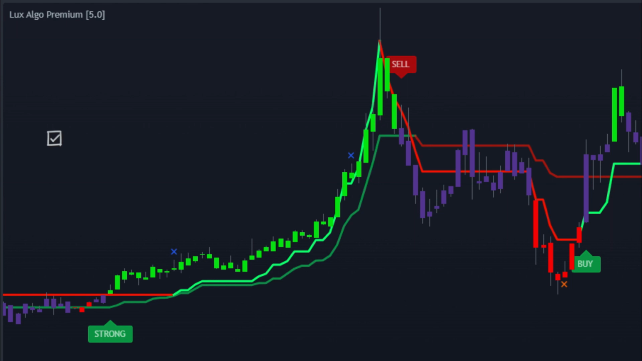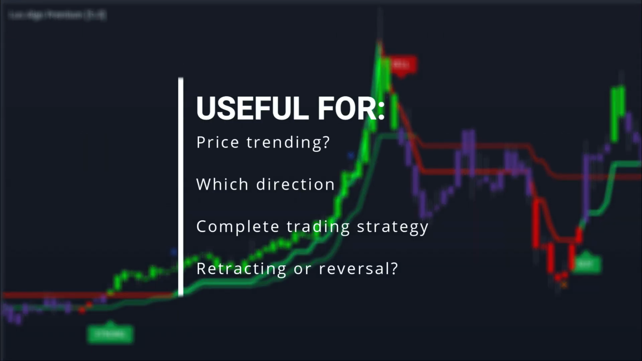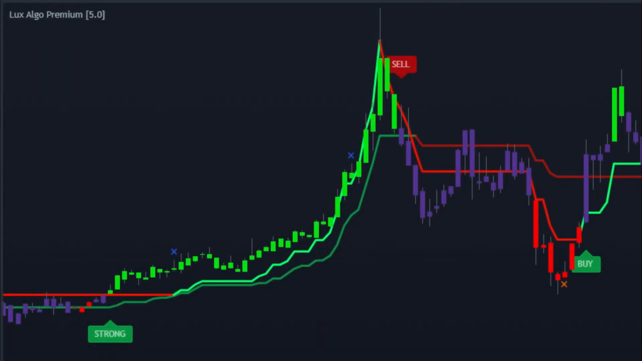That's why the trend catcher and trend tracer are some of our favourite indicators within the Lux Algo package, because they have so many uses. They are useful to determine whether price is trending. If price is trending, they will tell you in which direction. You can also use them as a complete trading strategy with entry and exit signals. They also show you when a trend is just retracing or when a trend is ending or likely to reverse, so can also be used as a take profit or stop loss.